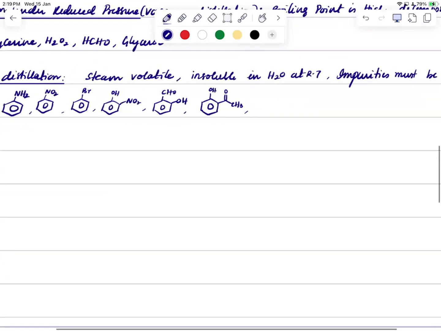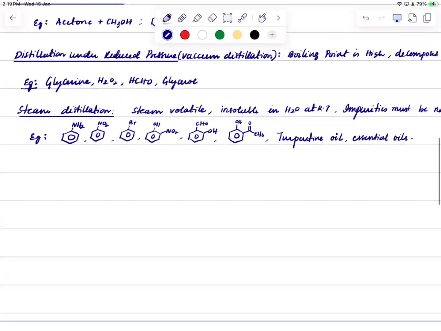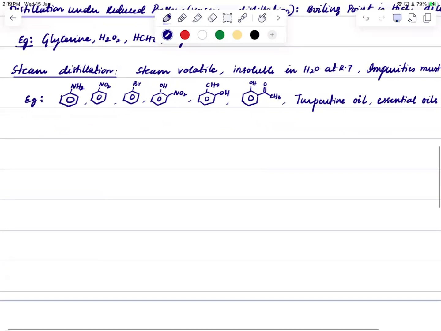This one, turpentine oil, and essential oils. Okay, anything of these kind, if you notice, they all can be separated out using this one. Okay.